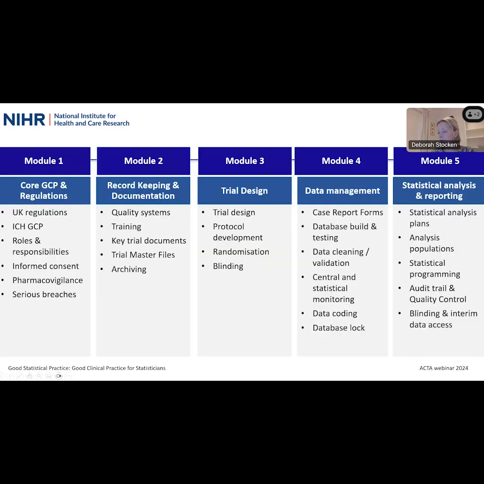So I'm just going to come back and tie up with a summary that we've developed, this very comprehensive, high level overview of GCP requirements and recommendations. The training consists of these 5 modules and it follows the full life cycle of the trial. So it is comprehensive in that sense.